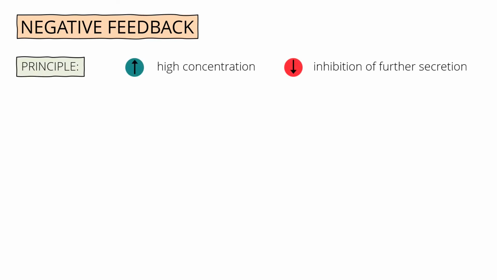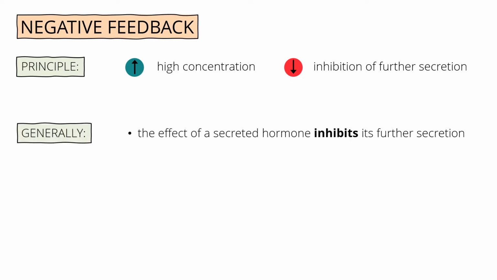The basic principle is very simple. When there's a high concentration of a certain hormone, its further secretion is inhibited. Or more generally, after a hormone is secreted, its effect inhibits its further secretion. That's why it's called negative feedback. Because instead of further secreting more and more hormone, we do the exact opposite, inhibiting the secretion. The reason we have negative feedback is that we don't want to secrete too much of a hormone.